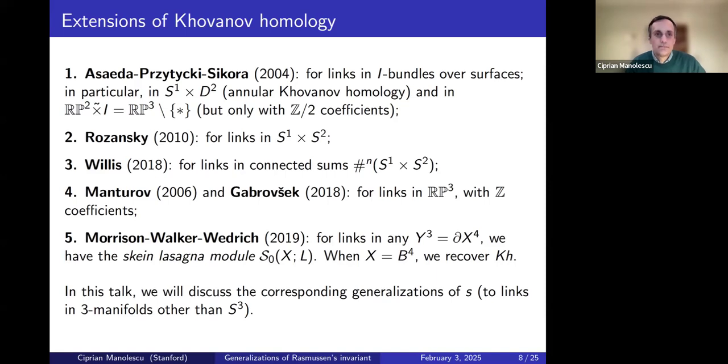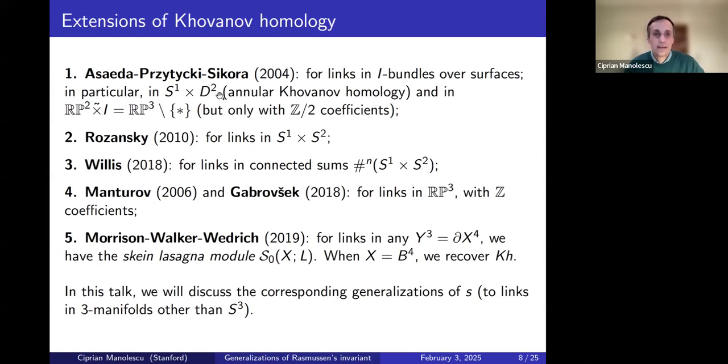So what's good about an interval bundle over a surface? If you have a link in there, you can just project it to the surface. And then you have undercrossings and overcrossings, and you can get a diagram on the surface, and you can get a cube of resolutions, and you can imitate the original definition.